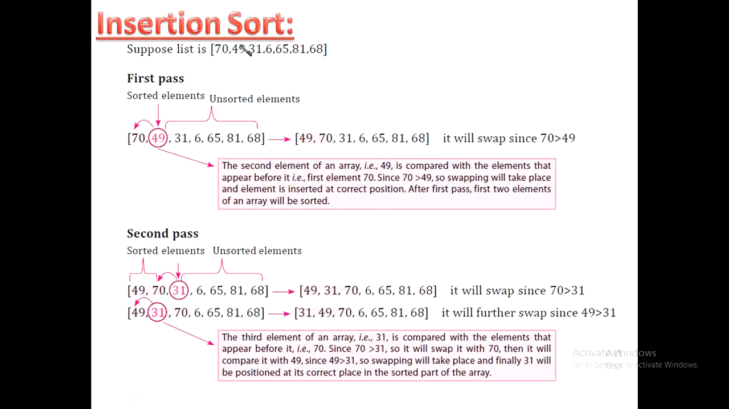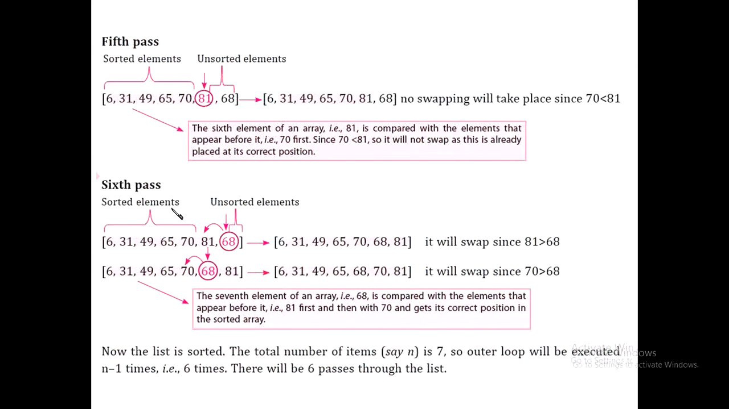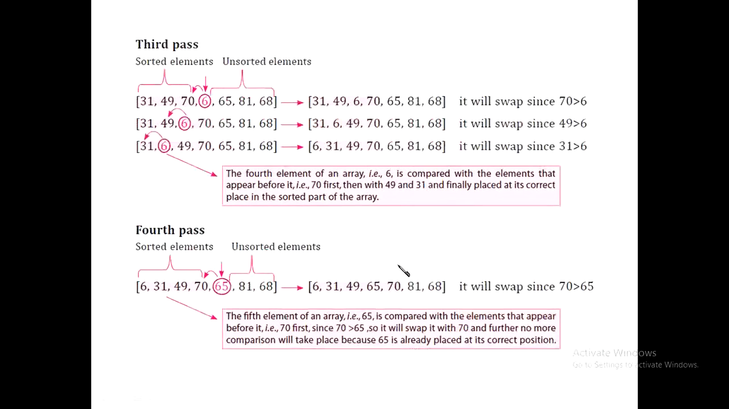So what is the value of n? Because there are 7 elements, the value of n is 7 and the total number of passes will be n minus 1, that is 7 minus 1, which means 6. Look, after 6 passes I have received my sorted list.